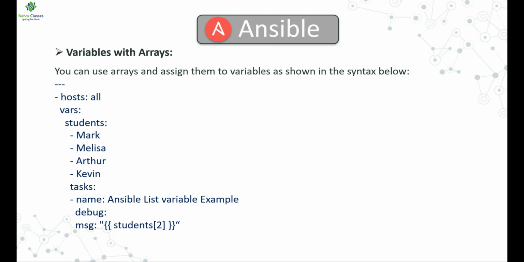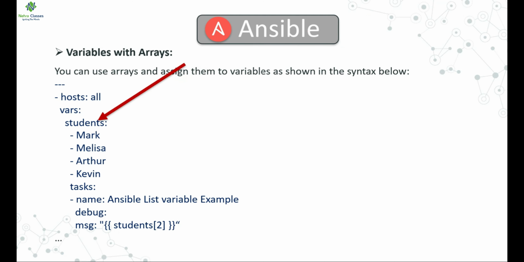and after that we will use the debug module, and there we want to print the message, and here we are using the variable name which is students, and we simply put there 2, and this 2 represents the second student in the list, and after that we can put 3 dots to close the playbook file.